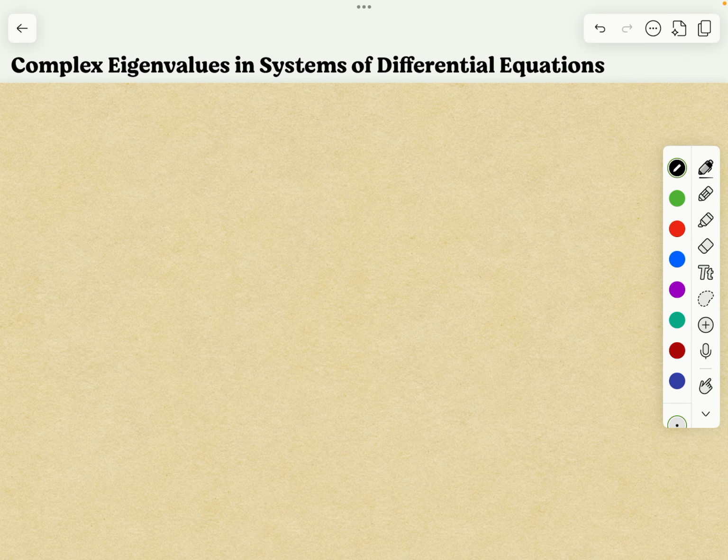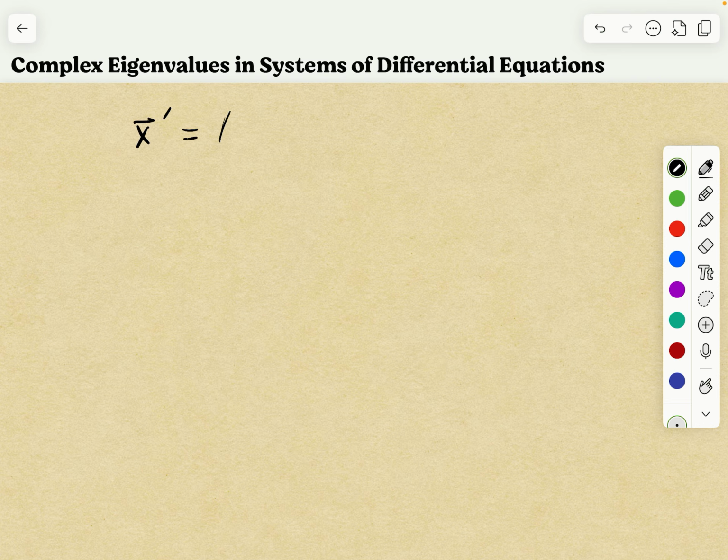Okay. In this video, we'll talk about solving a system of differential equations with constant coefficients when you have complex eigenvalues. So again, we're looking at x prime equals Ax, and we're solving for x, okay? And suppose that we have eigenvalues that are complex.